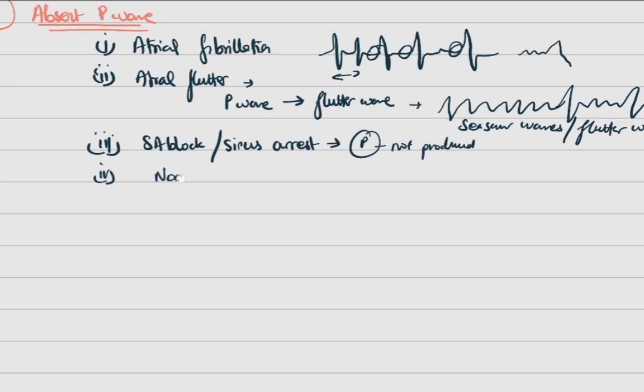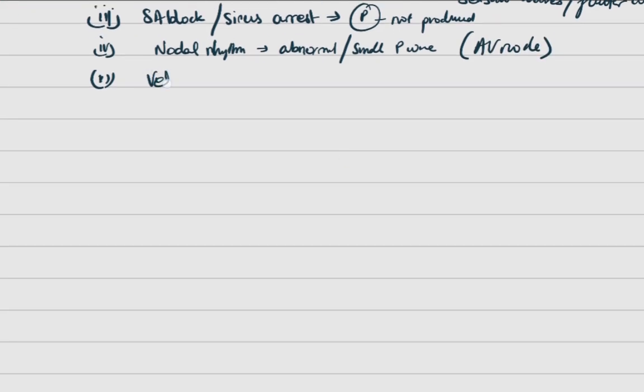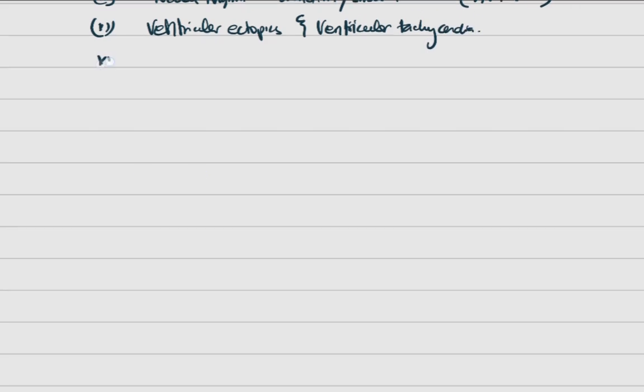Fourth could be nodal rhythm. So there will be an abnormal P wave or small P wave, or sometimes absent. Here the discharge is from the AV node. Then ventricular ectopic and ventricular tachycardia. These are also causes for absent P wave.